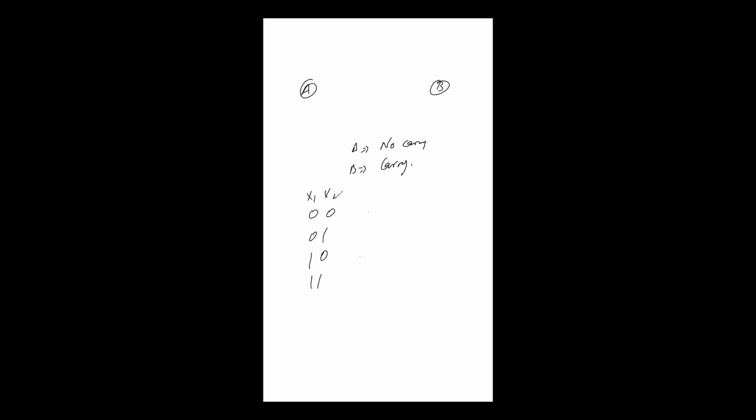Suppose you're at state A. State A means you're having no carry, right? This is sum and this is carry. If you're having this, sum will be 0, carry will be 0; sum will be 1, carry will be 0; sum will be 1, carry will be 0; sum will be 0, carry will be 1. So you have to represent all these four different states.